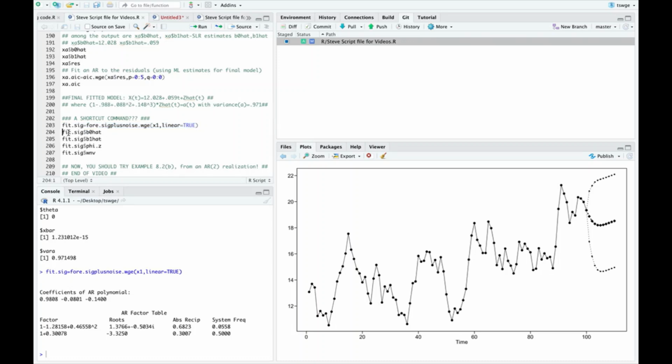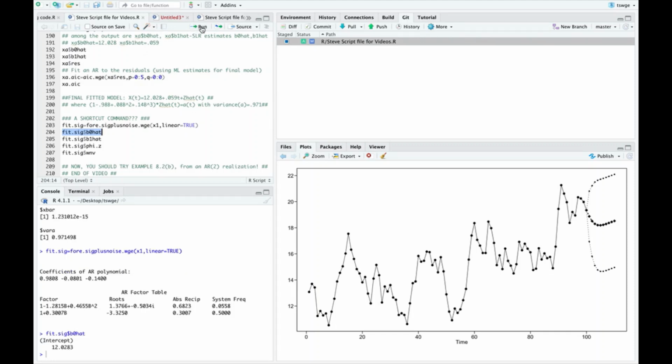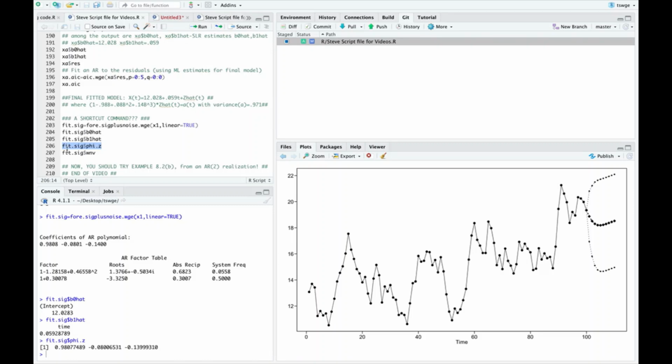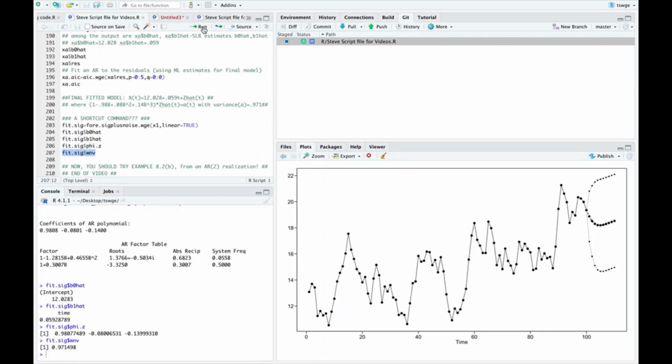Well, you can pick it up from each of these lines. Here's our beta naught hat of 12.028. There's our beta 1 hat of 0.059. Here are the phi values. We've already seen those. And here would be the white noise variance of 0.97. So that's easier, right? Okay, and that is the end of the video, and that's how we fit a line+noise model.